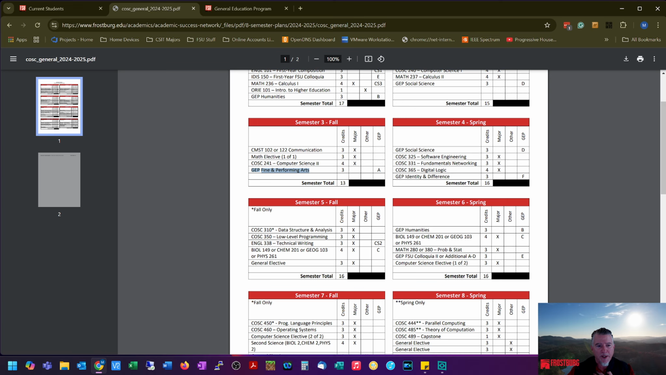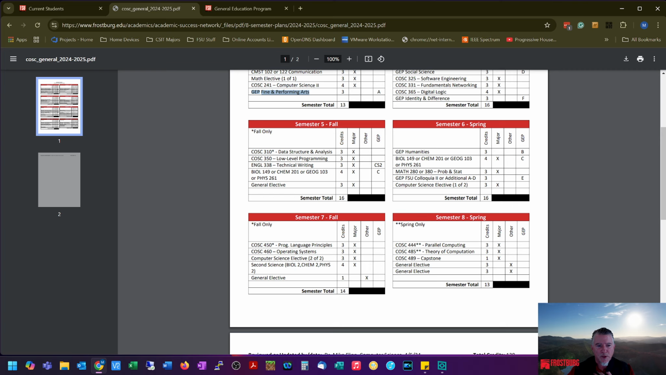GEP fine arts and performing arts. That's group A. Over here you see it says group A, group B, group D, right? Identity difference. So that's pretty straightforward. And then we get in here. This is going to be a new one for you.